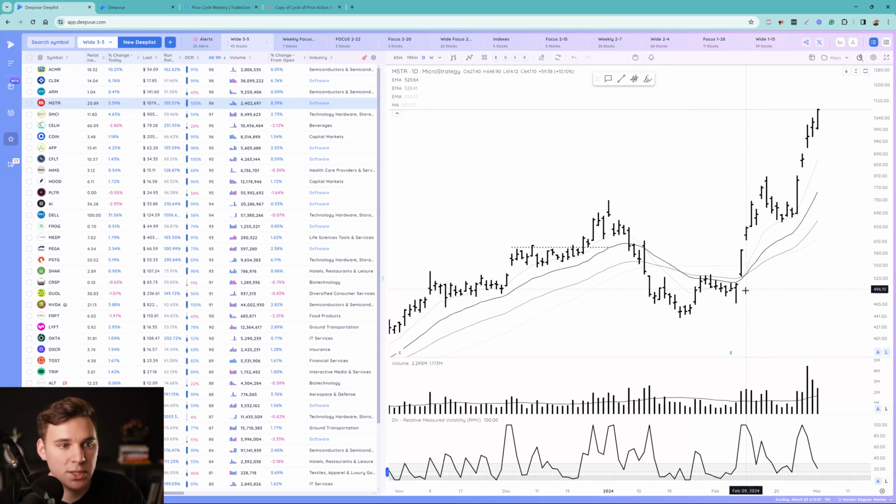Overall consolidation, strength off the bottom of that consolidation, suggesting accumulation, then tightening, pullback, tight, boom, and there we go. That's what we're looking for. Manage risk versus that swing low or that low of the day if you caught that early. And just ride it, sell into strength if you need to.